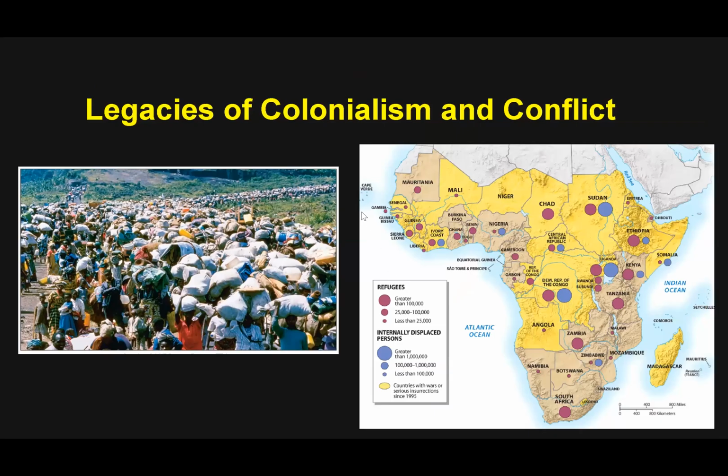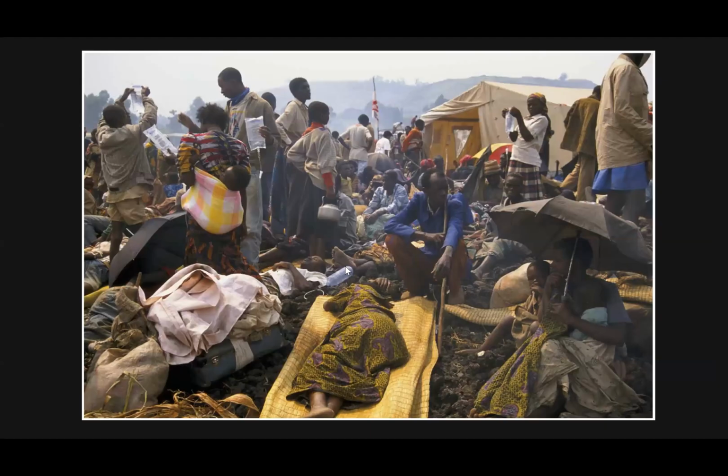And of course, the legacies of all this colonialism and conflict include lots of displaced people. On this map on the right, it shows refugees, who leave their country, and where they're at in the red dots. And the blue dots are internally displaced persons. Many people are displaced internally and don't cross borders. And there are huge refugee camps throughout parts of Sub-Saharan Africa, especially in places like Chad and Kenya and Uganda. And it's just a picture of refugees fleeing from conflict.